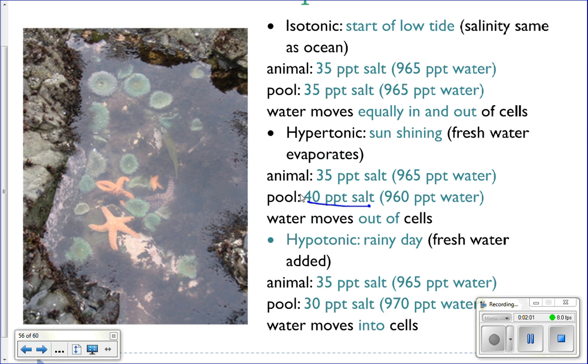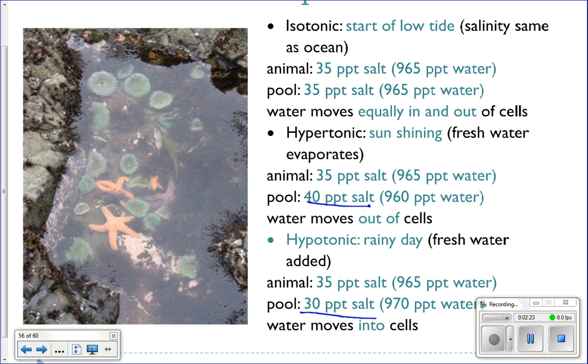Conversely, on a rainy day, when the tide goes out, it starts isotonic, and it's raining. The animal is going to start off being 35 parts per thousand. The water will be 35 parts per thousand. But as it rains, rain adds fresh water to the pool. And so the salinity will go down. So it'll go from being 35 parts per thousand to 30 parts per thousand.